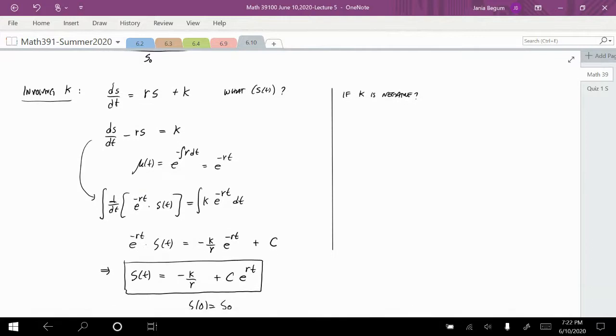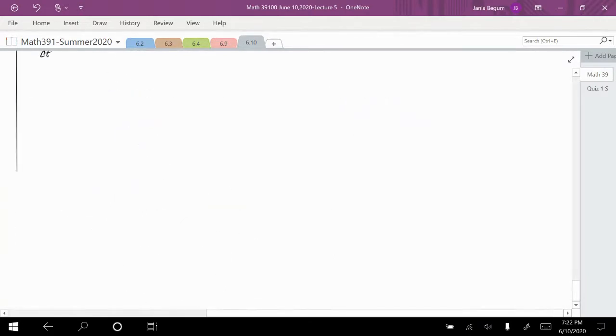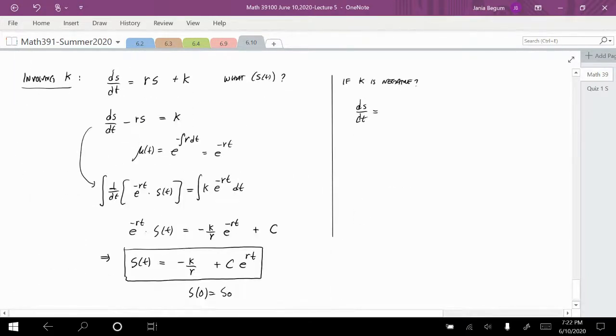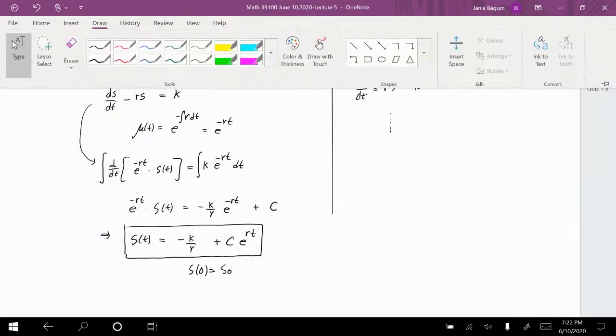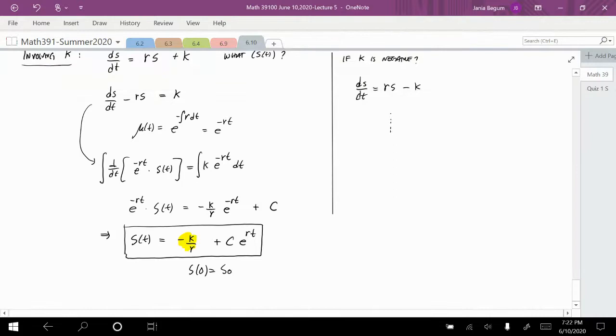So my question is, what if the k is negative? What happens? Then we have the following model. We have ds dt is equal to r times s minus k. And then you keep going with the integrating factor and so on. So the only thing that would change is this factor right here. That's the only thing that's going to change.